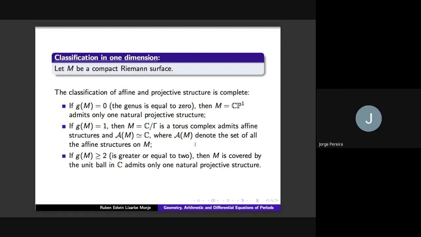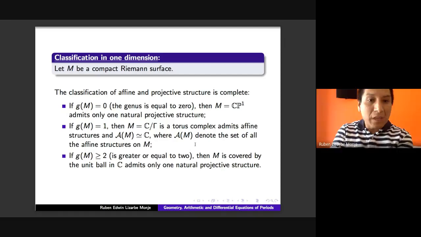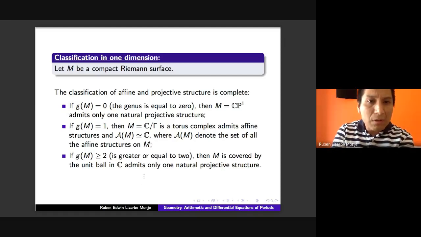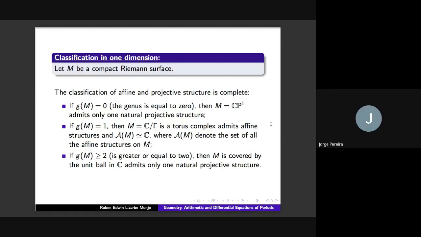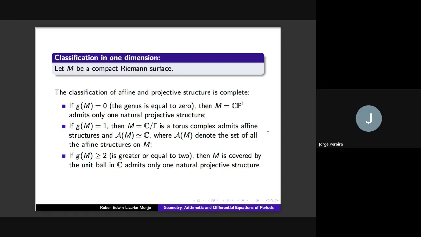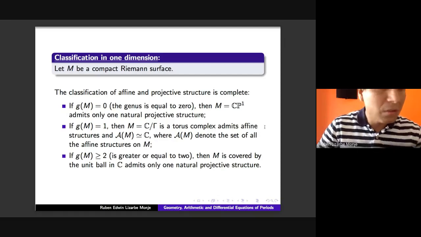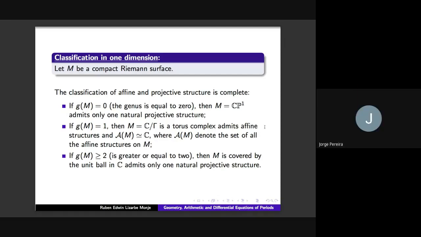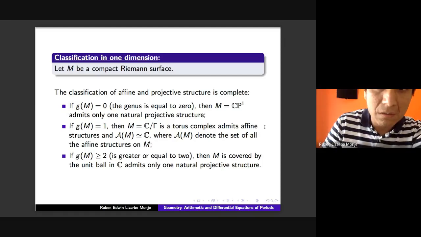Are you sure that in genus at least 2 you have only one projective structure? Yes, only one natural projective structure. Other question? I don't think so. I don't understand, Georgie. I think there are several. It can have more than one, no? Yes.